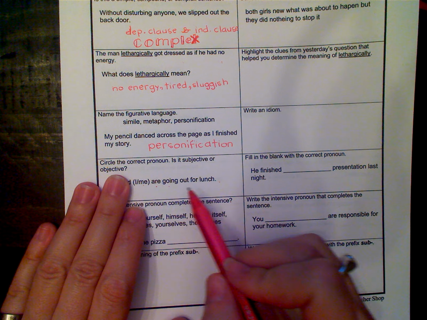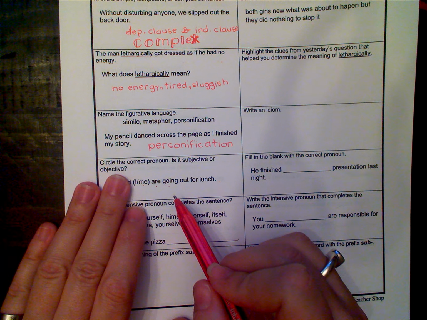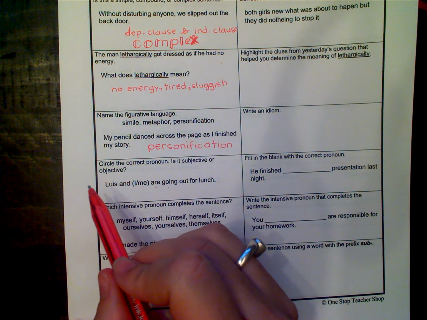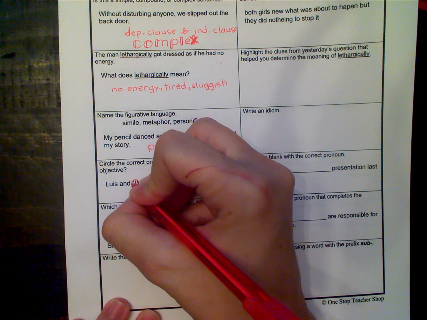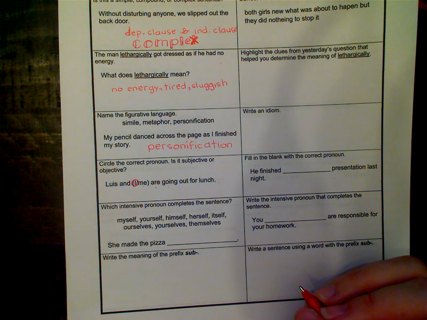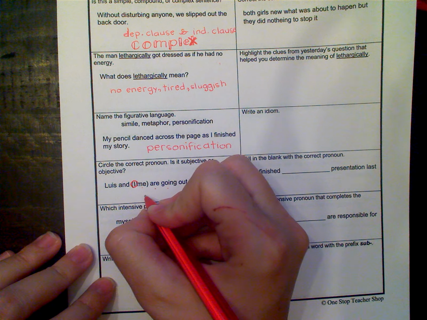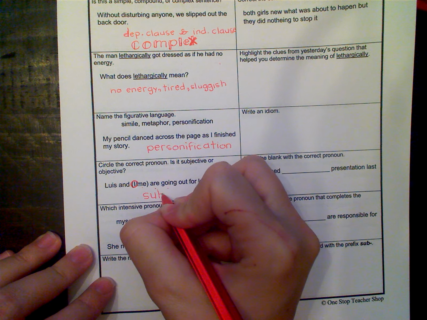Now, in this case, I am going out for lunch is an appropriate sentence. So therefore, the combination is Louie and I are going out for lunch. Louie and I, we are the subject of the sentence. So therefore, it is subjective.